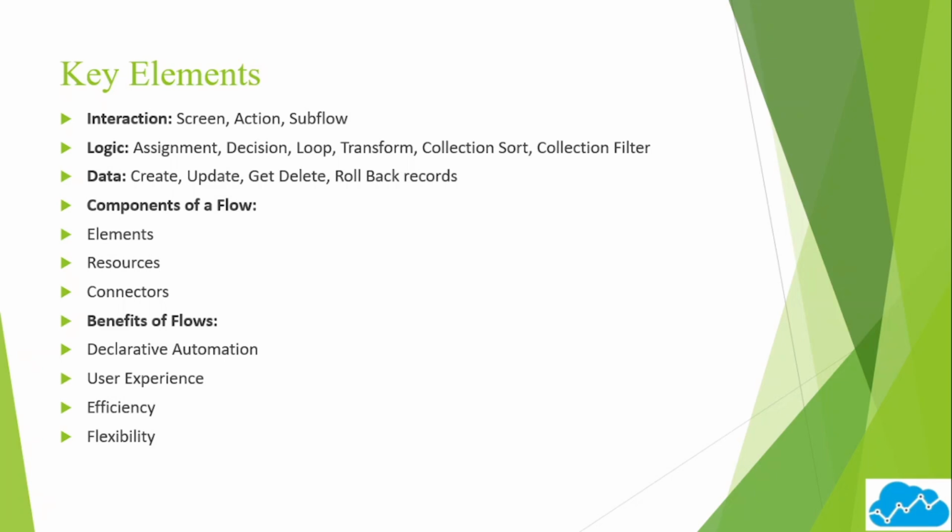Components of flows. Elements are basically used for taking actions within a flow, such as assignment, screens, decision logic or loops. Resources are used to create variables, formulas, collections or constants used to store and manipulate data. Connectors define the path and sequence of actions in the flow.